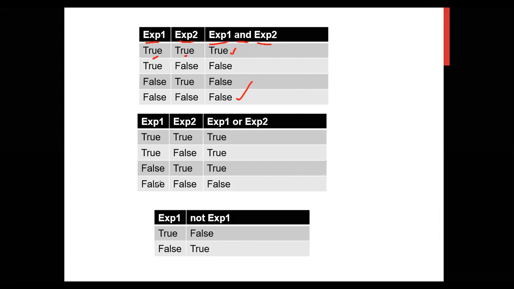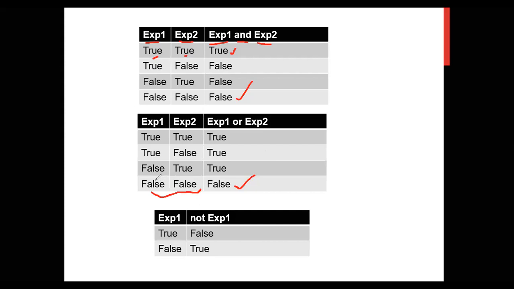In this case, if both operands are false, the result is false. In the remaining cases, the result is true. In case of AND, if the two expressions are true, then the result is true. In the remaining cases, all are false.